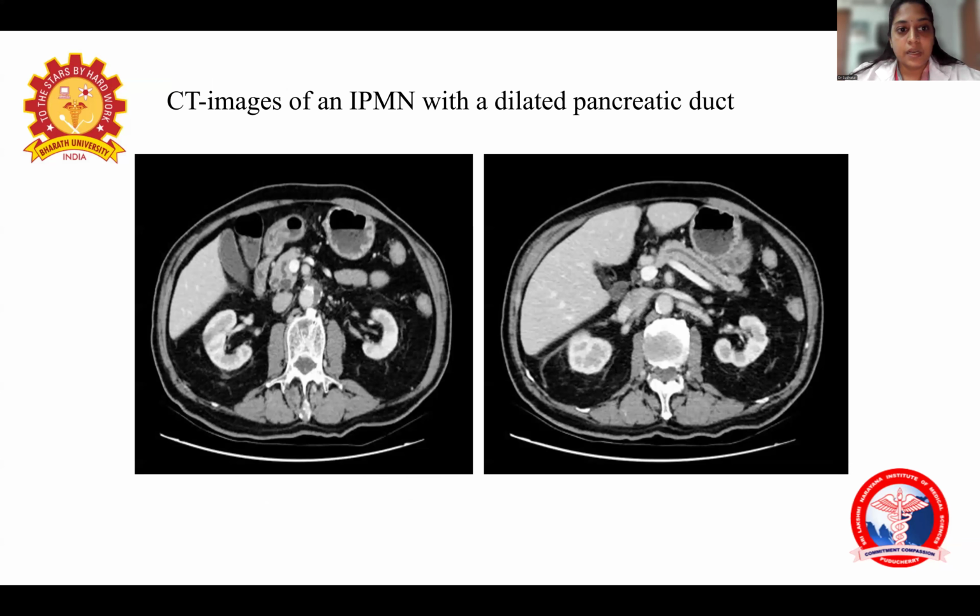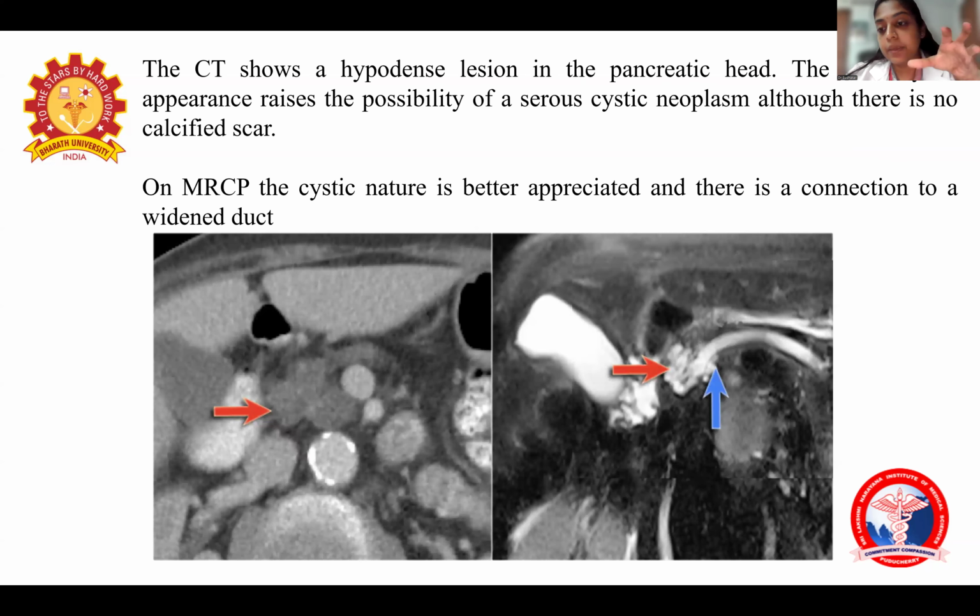Okay. See, contrast CT images often show IPMN with a dilated pancreatic duct. As you've seen in the previous images, none of you could have appreciated this dilated duct that we are seeing in this second image here. So considering this first image, where you can see that a cystic lesion is seen in the head of the pancreas with a dilated duct, it is confirmed that it is an IPMN with ductal communication. Okay. But this communication can be appreciated only on an MRI.